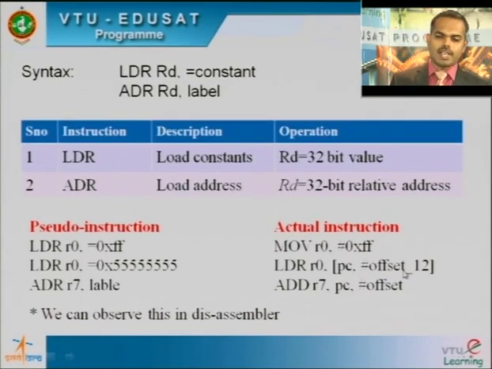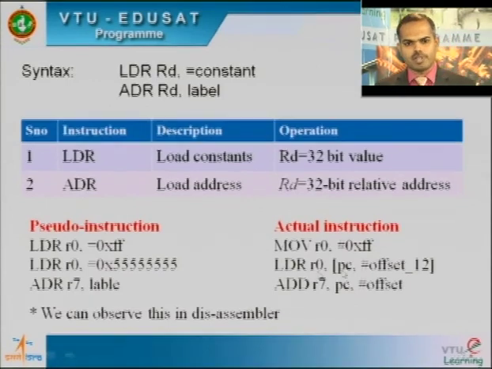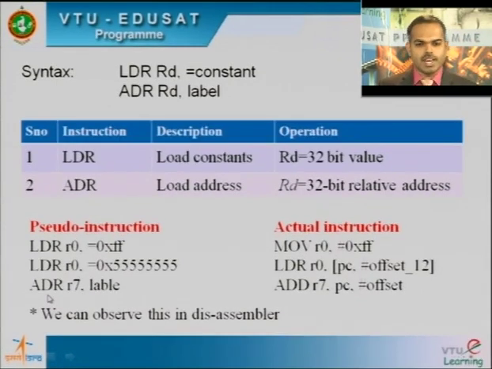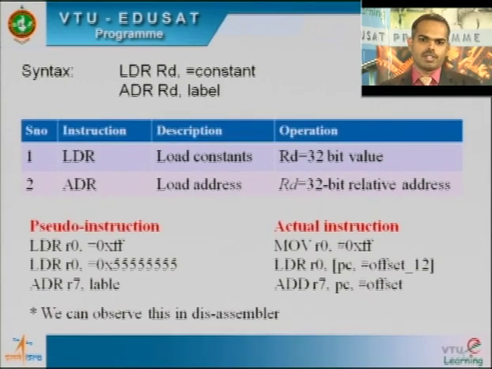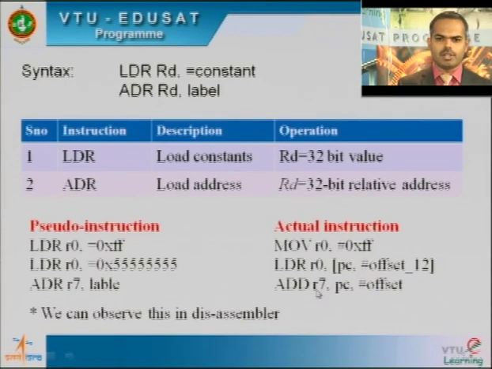What exactly it is used for or how it works, we will see in the next slide. Before going to the next slide, we will see this ADR instruction. ADR instruction is for loading the address. If we want to copy the address of a certain label onto some register, then we should use this instruction. ADR R7 comma label is an instruction. Internally, the assembler will convert this instruction to ADD R7 comma PC comma offset. That means PC and offset will add together and that value gets copied to R7.